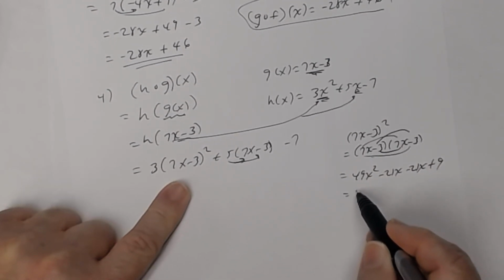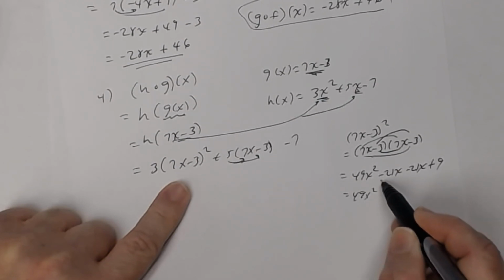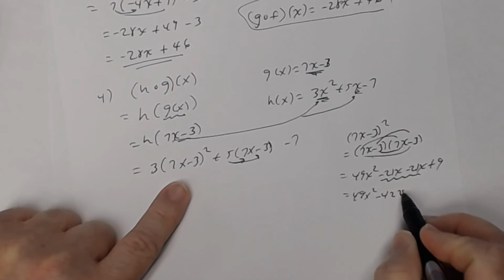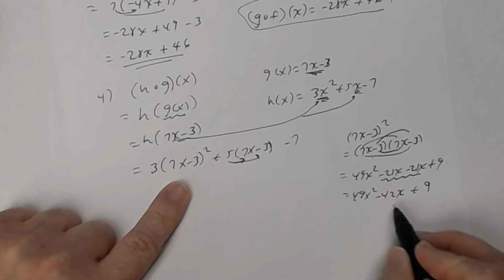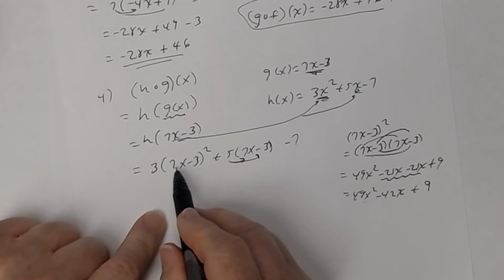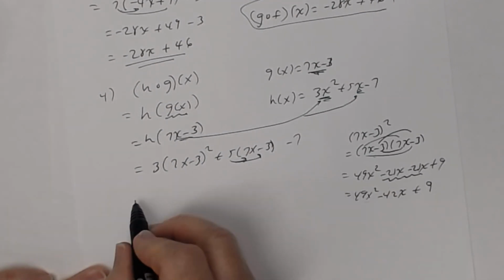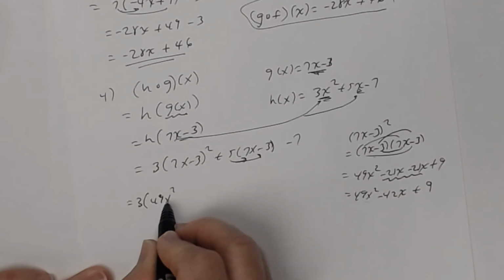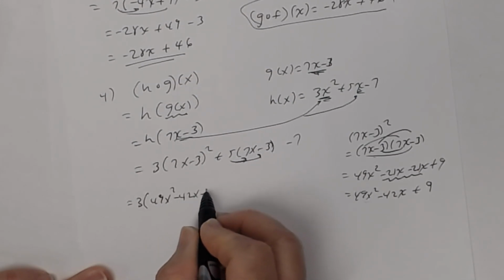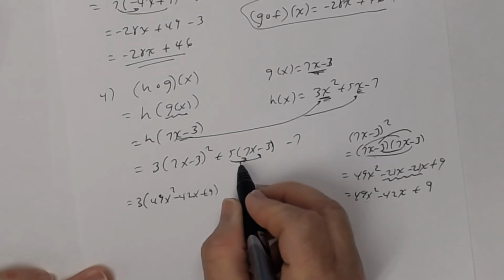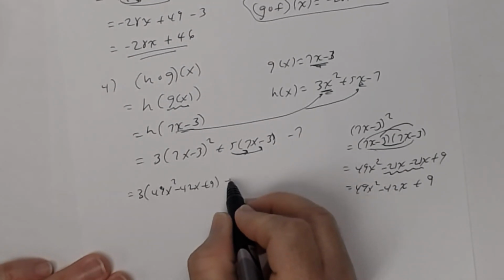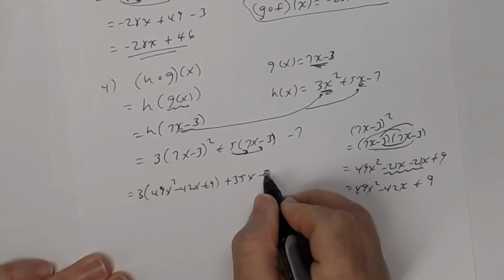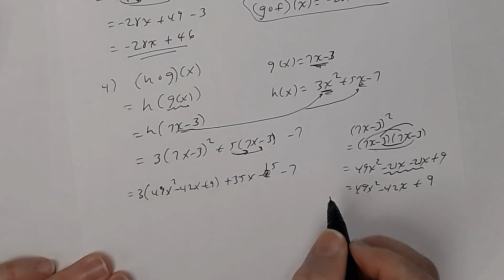Combining like terms, I get 49x squared. A negative 21x and a negative 21x is a negative 42x, and then plus 9. So that is just this. So this becomes 3 times 49x squared minus 42x plus 9. And then let's go ahead and distribute this one. So 5 times 7x is 35x. 5 times negative 3 is a negative 15, and then minus 7.